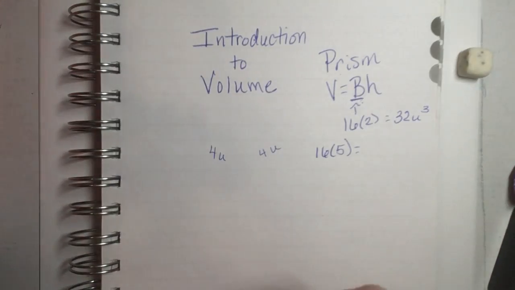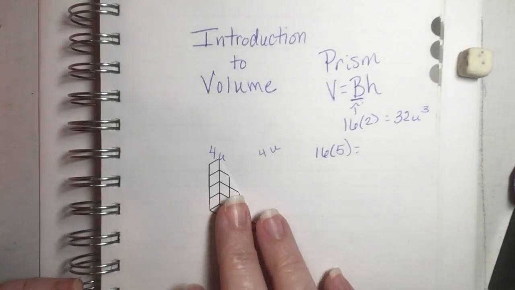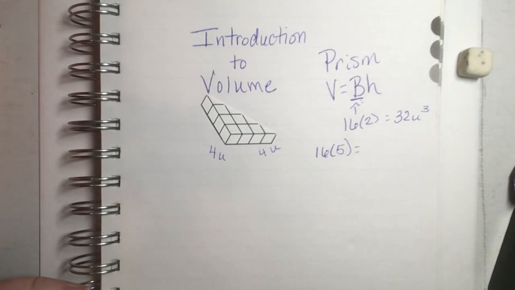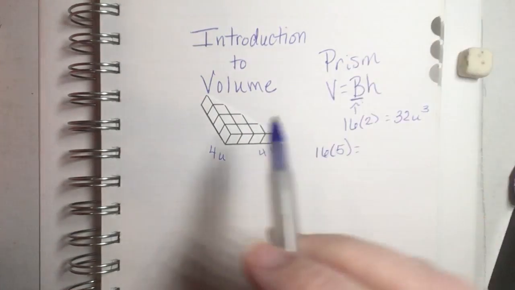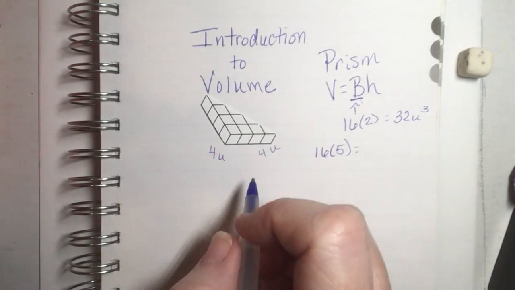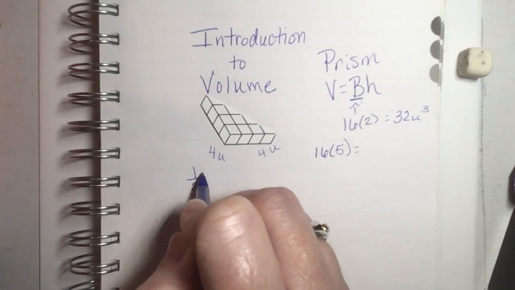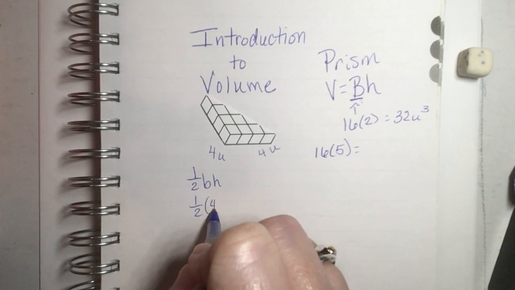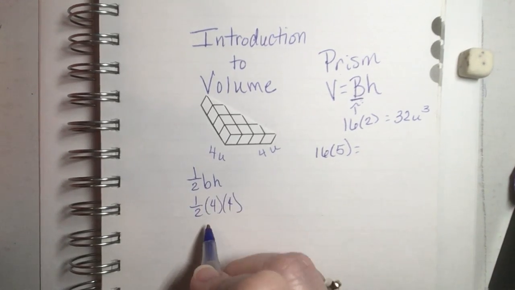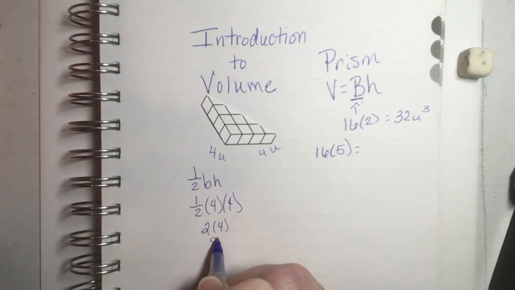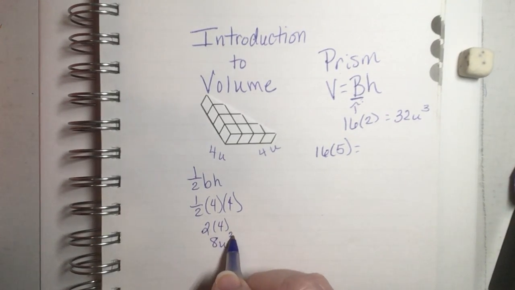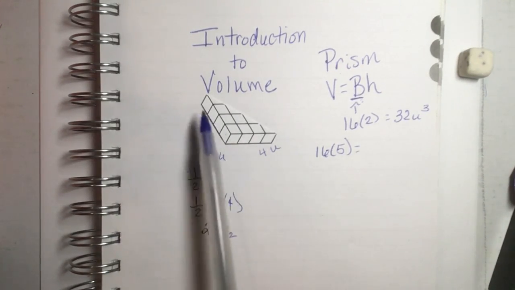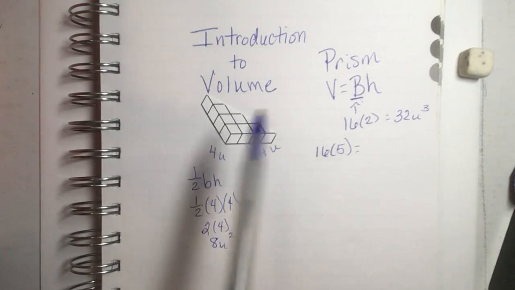Math is so cool. Let me show you with this. All right, so there's our triangular prism. We've got 4 here, 4 here. So if I find the area of that, remember our formula is area is 1/2 base times height. That's a triangle, so 1/2 of 4 times 4. Half of 4 is 2, and 2 times 4 is 8. So our area of that is 8 square units. That means 8 cubes will fit in there.